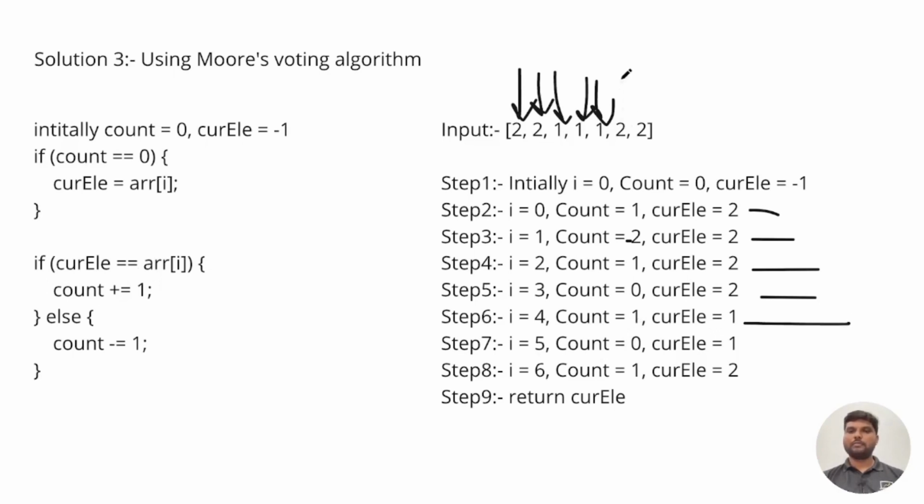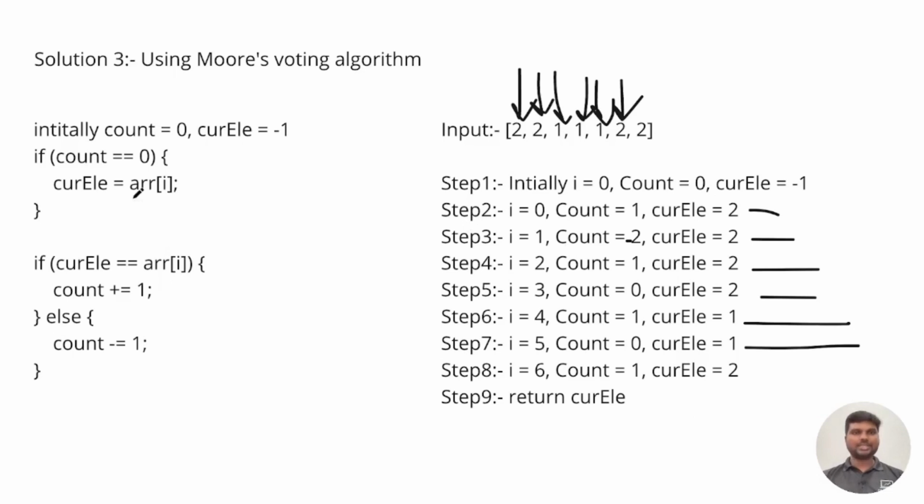Okay, then we will start considering this 2. Is count 0? No, that's not the case. Is current element equal to array of I? Well, that's not the case either. Current element is 1, array of I is 2. Okay, so we will go to this else condition and we will decrement the count. So now count becomes 0, current element stays as 1 only.